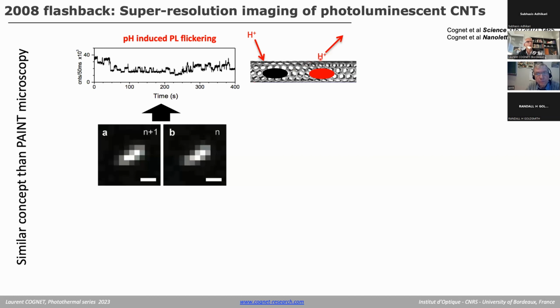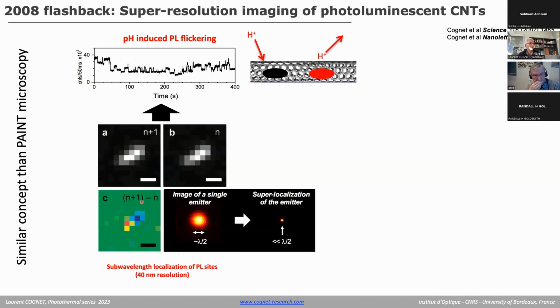And when you have deprotonation, actually, the photoluminescence is going away. And so somehow the carbon nanotubes will flicker like this. And now imagine that when you look at a nanotube like that, which is flickering, you perform, on two subsequent images, the difference between those two.